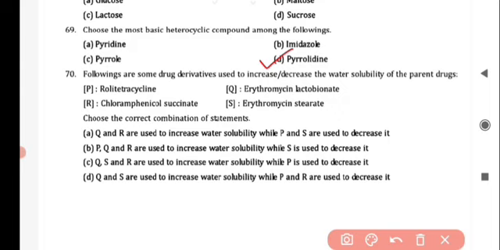Now choose the correct combination of statements. So the correct answer is option B, that is P, Q and R are used to increase water solubility while S is used to decrease it.